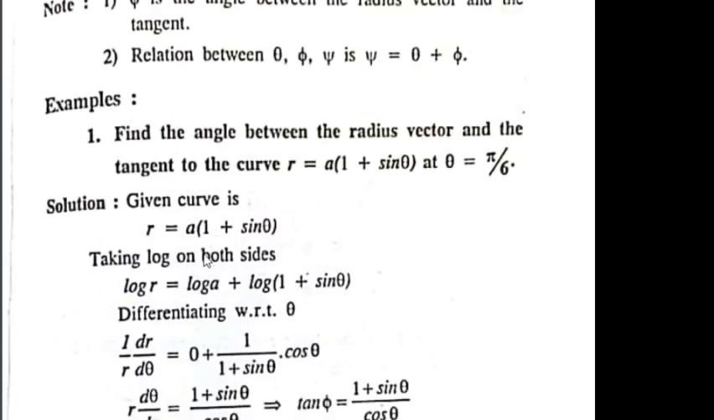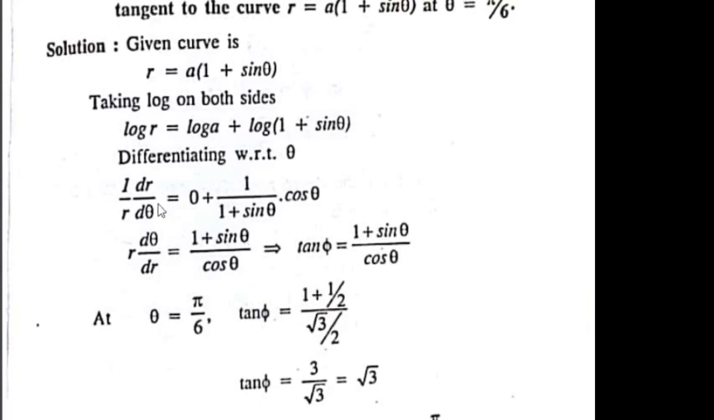Now see here, this phi is the angle between the radius vector and the tangent. Then, for example, take one example. Find the angle between the radius vector and the tangent to the curve r is equal to a into 1 plus cos theta at theta is equal to pi by 6. Right? So this is the given problem. Here what we have to find? We have to find the angle between the radius vector and the tangent to the curve.